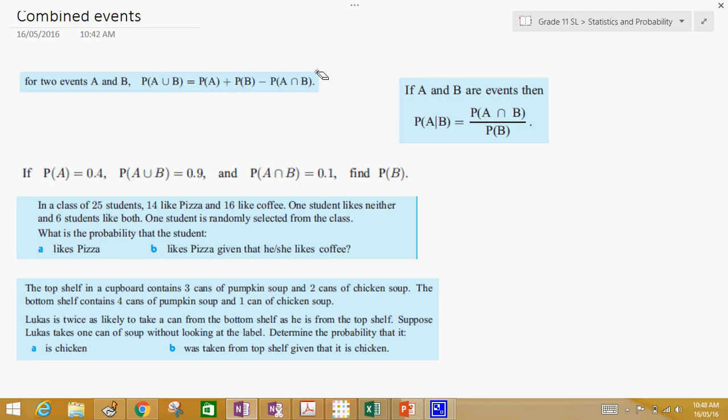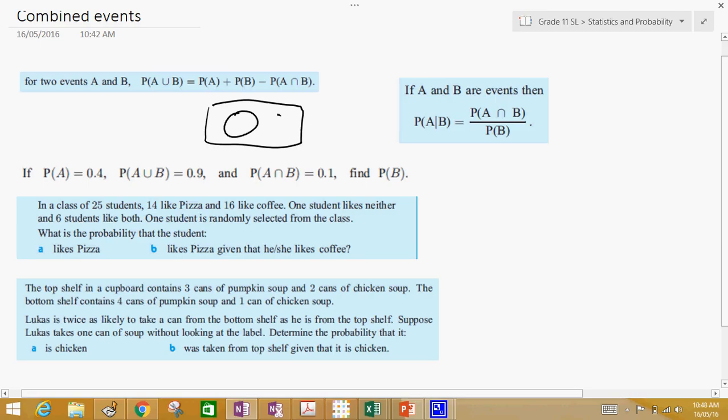Now the other two formulas you have are for when events are mutually exclusive. If I did a Venn diagram, it looks like this. It means there's nothing overlapping, and therefore the probability of A and B is gone. So the probability of A or B is equal to the probability of A plus the probability of B.